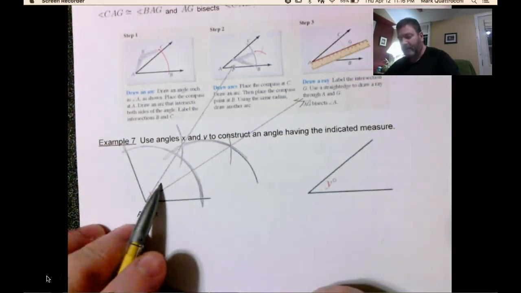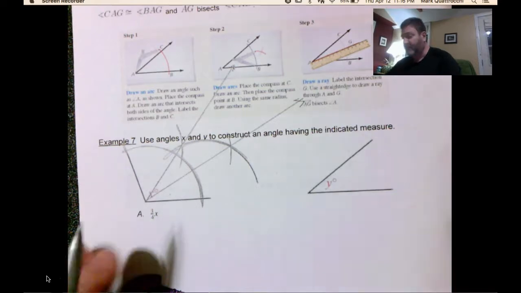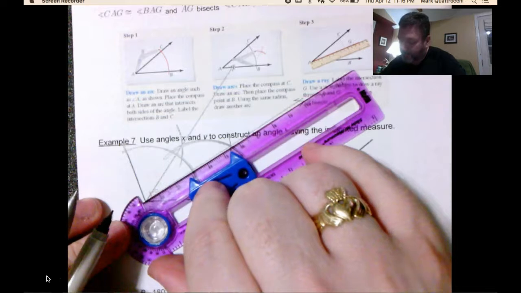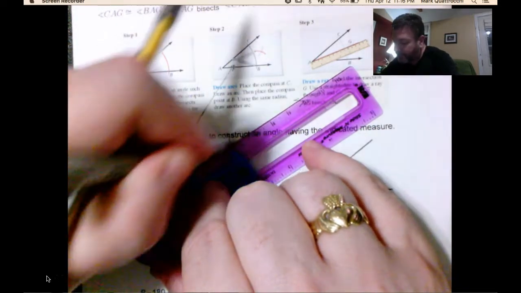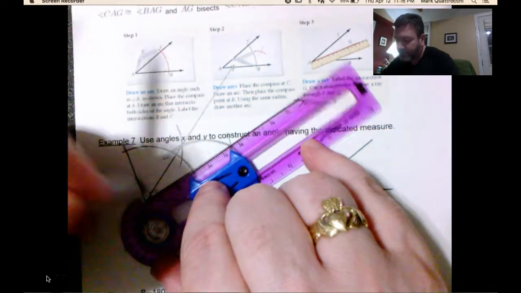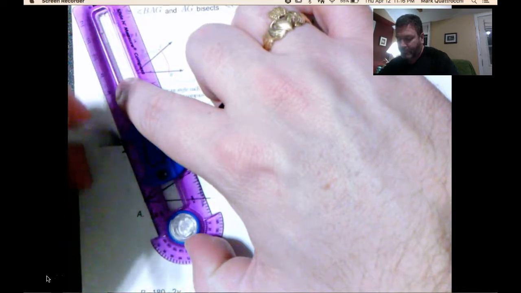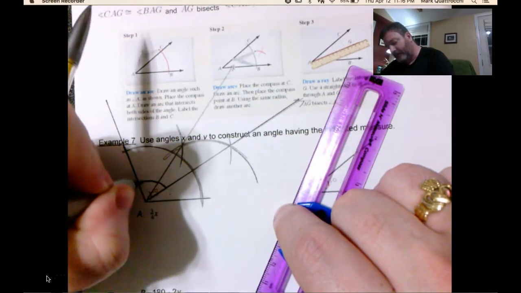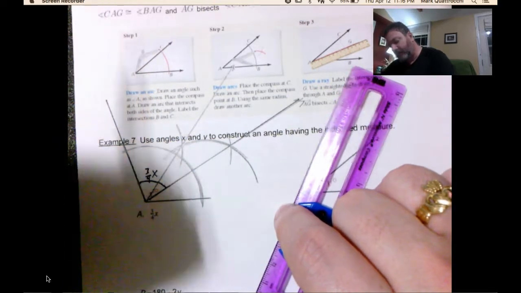This is now bisected, so this is 1/4 of x, 1/4 of x, and half of x. So when I add 1/4 plus a half, I get right here to be 3/4 of x.